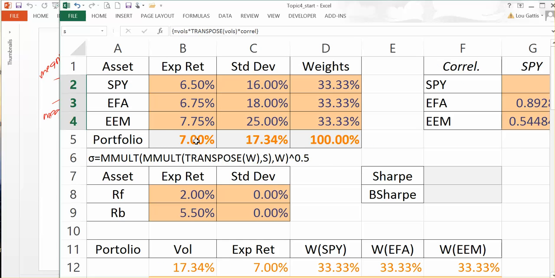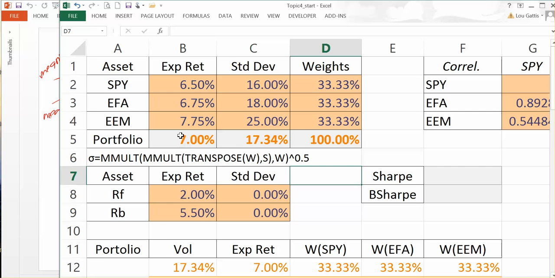And lastly, the portfolio mean would just be the sumproduct of the means and the weights. And I have a named range. These are my means, these are my weights, and that's W. So I got the sumproduct of the means and the weights. And the portfolio standard deviation using matrix algebra is the MMULT of the transpose of W, S, and W, which takes into account these weights and the covariance matrix.